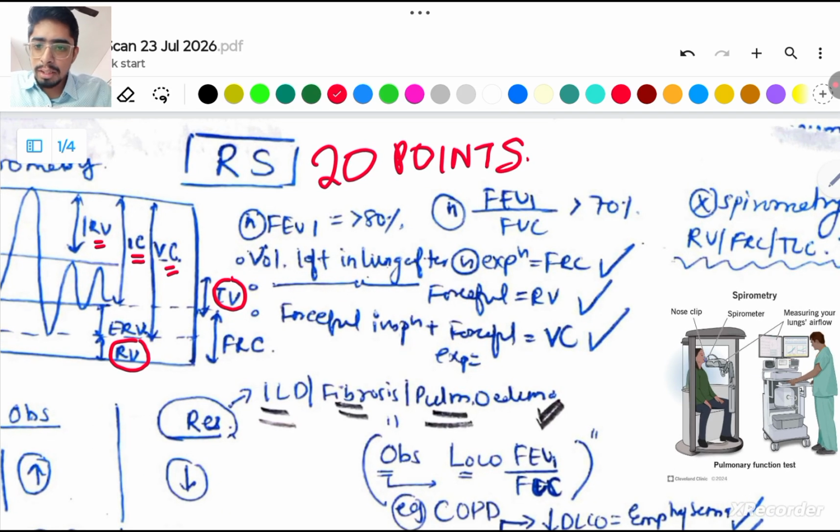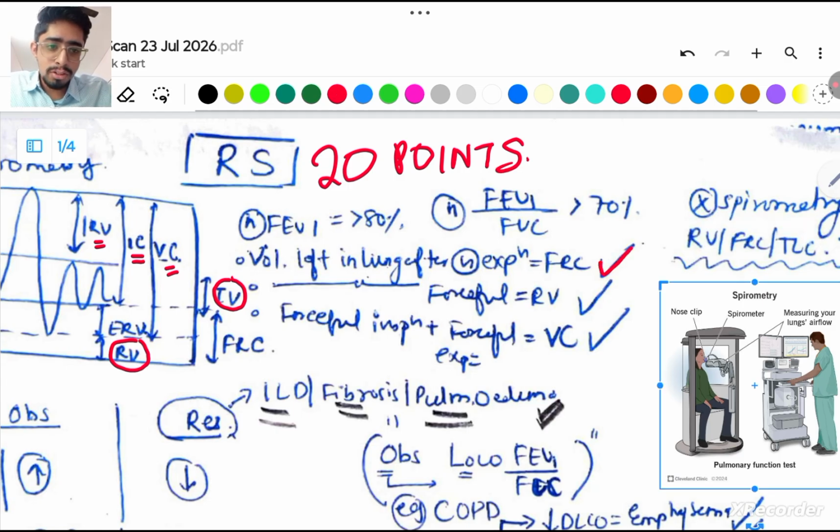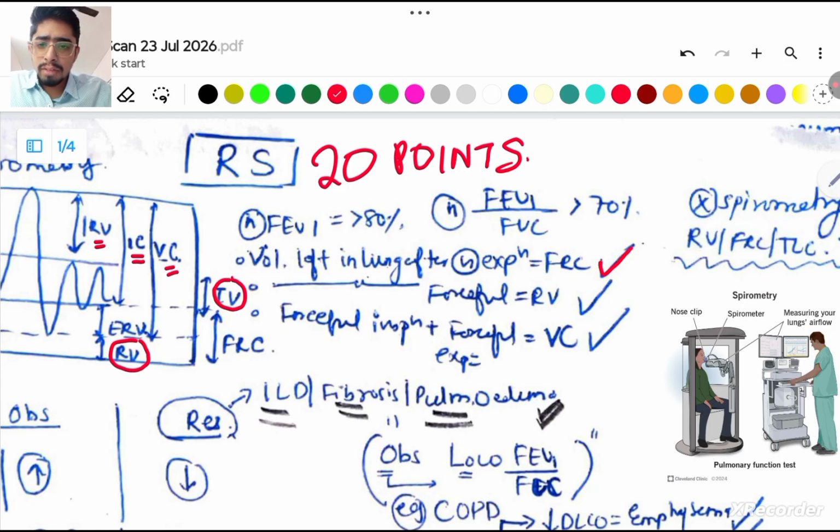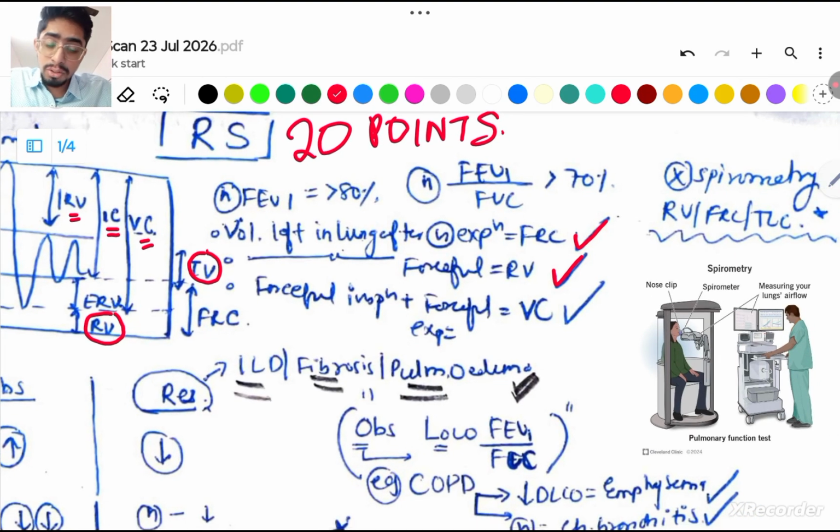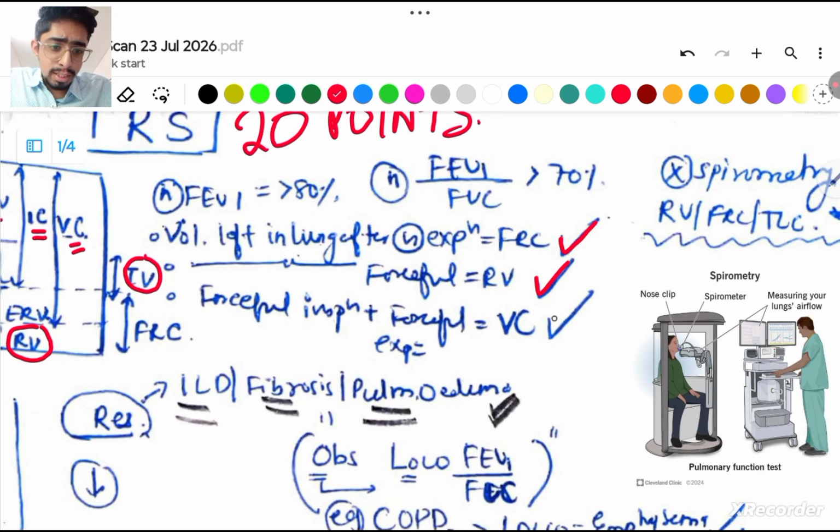The volume which is left in the lung after normal expiration is your FRC, the functional residual capacity. The volume left in the lung after forceful expiration is your residual volume. So even after expiring forcefully, some volume is left, and that is called the residual volume. The volume after forceful inspiration plus forceful expiration, that capacity is called your vital capacity.